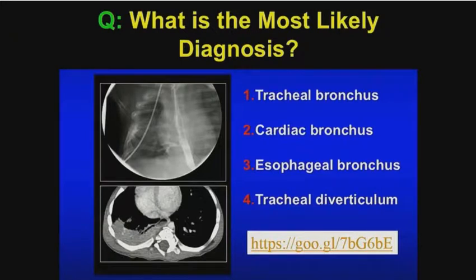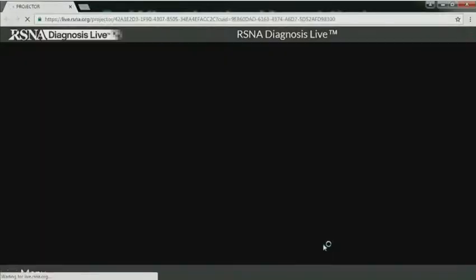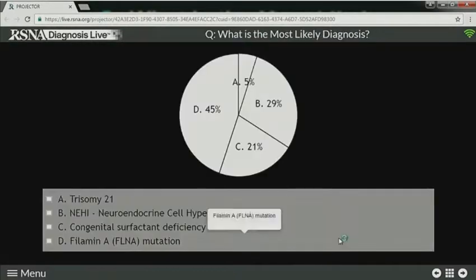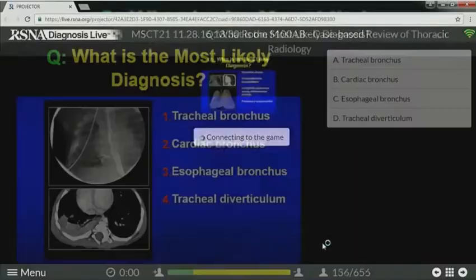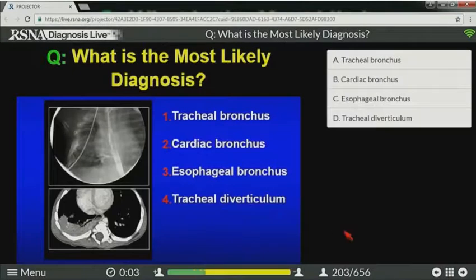Could that be due to an underlying congenital tracheal bronchus? Could that be due to cardiac bronchus? Or could that be esophageal bronchus? Or could that be tracheal diverticulum? Time for you to vote. Okay, you have 5 seconds to decide. So which one of the choices could be the correct answer?